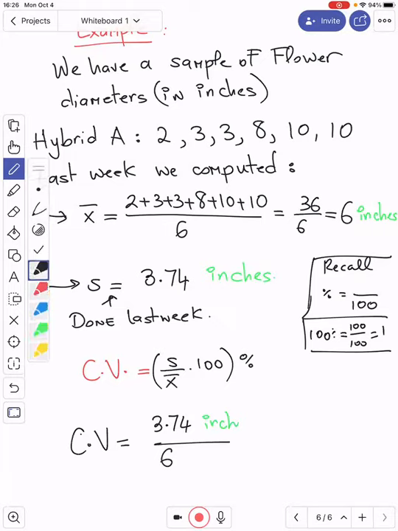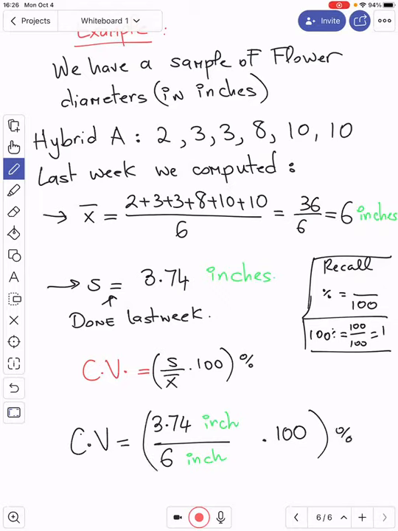Okay, this is 6 inches, times the whole thing times 100. And then there's percent. As I said, guys, as you can see, the S depends on the units, the inches. The mean also depends on the units, the inches. So inches over inches, it's going to cancel out. That's why the coefficient of variation is actually independent of the units, right?